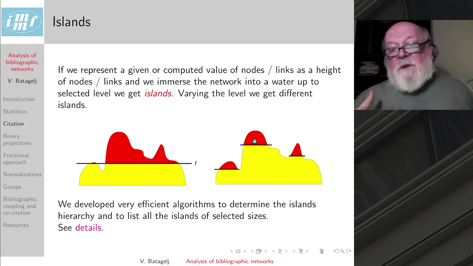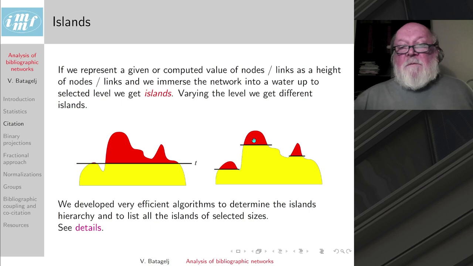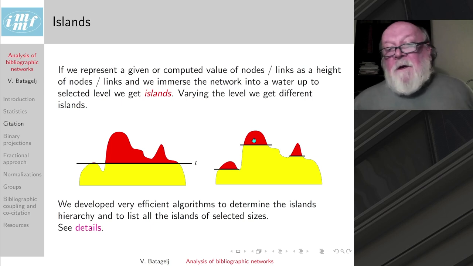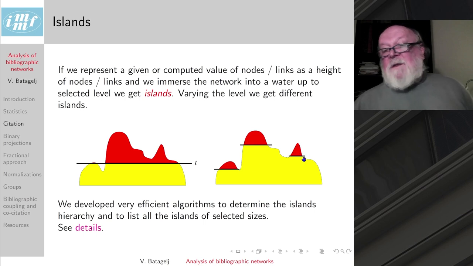So usually we specify that we would like to get a subnetwork of a size in some selected range, for instance, from 30 to 50. And if, in this case, I would go down further, the size of this subnetwork would be too large. So I cut here, and then I get another top, and I go down, and then I cut at a certain point. And what I obtain are so-called islands.